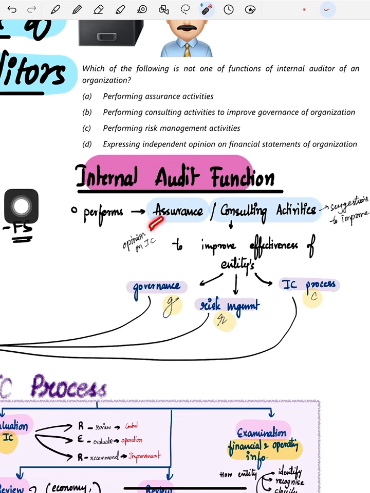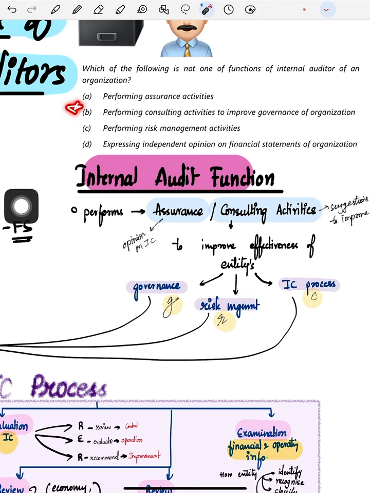Now, assurance means it gives an opinion on internal control. We know that the external auditor is not responsible for giving an opinion on the internal control. He just has to understand the internal control. But the internal auditor, that is the internal audit function, the entire department, will give assurance to the management that your internal control is functioning well. It gives an opinion on the internal control. And it also gives consulting activities, that is, suggestions to improve.